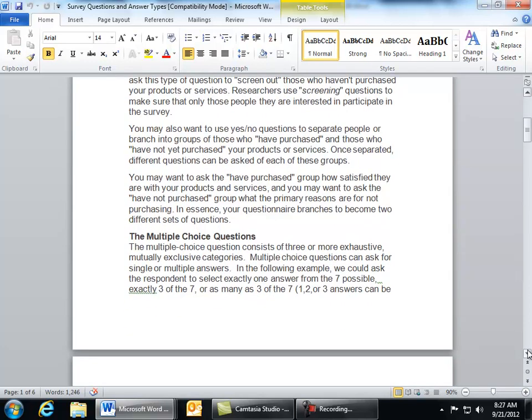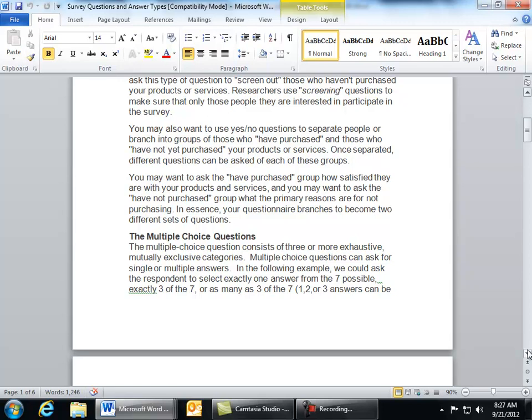You may also want to use yes or no questions to separate people or branch into groups of those who have purchased and those who have not purchased yet your products or services. Once separated, different questions can be asked of each of these groups. You may want to ask the have purchased group how satisfied they are with your products and services, and you may want to ask the have not purchased group what the primary reasons are for not purchasing.